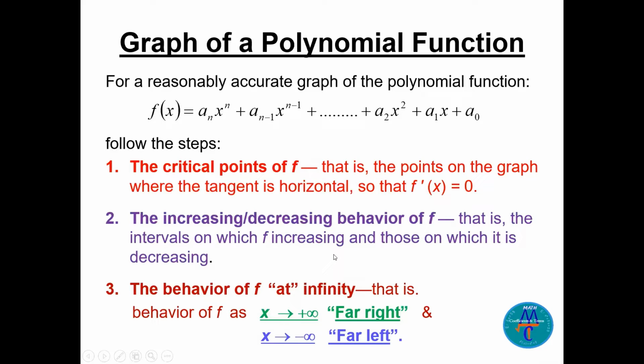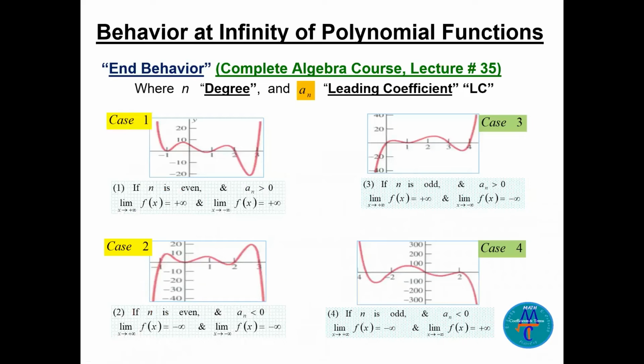Now, this is the polynomial function. There are many terms there. The powers are positive integers. When we say far right, x will go to plus infinity on the far right. Far left, when x goes to minus infinity. The critical points, we have seen points on the graph where the tangent line is horizontal. So f prime will be 0. Increasing and decreasing, we have discussed in the previous lecture.